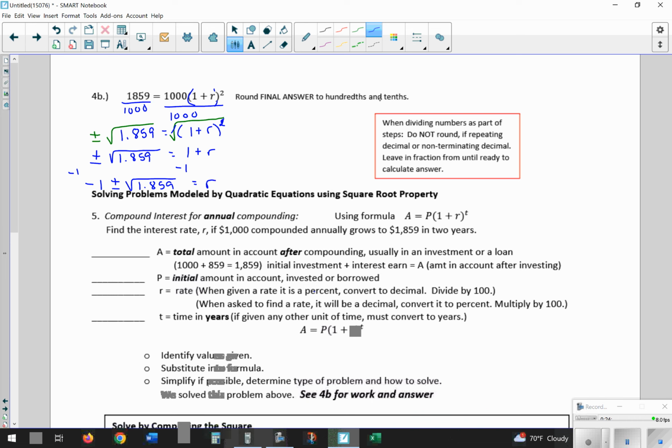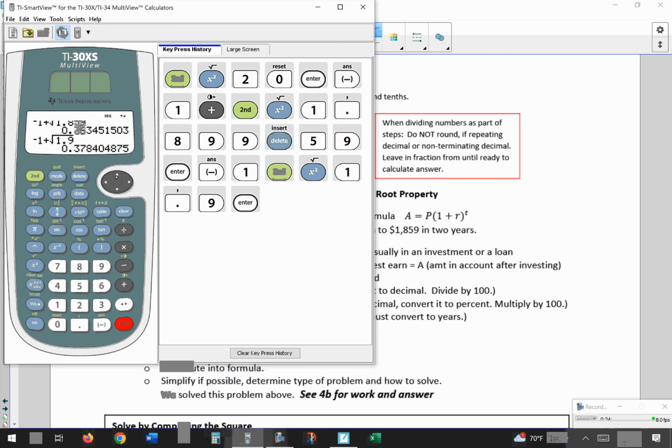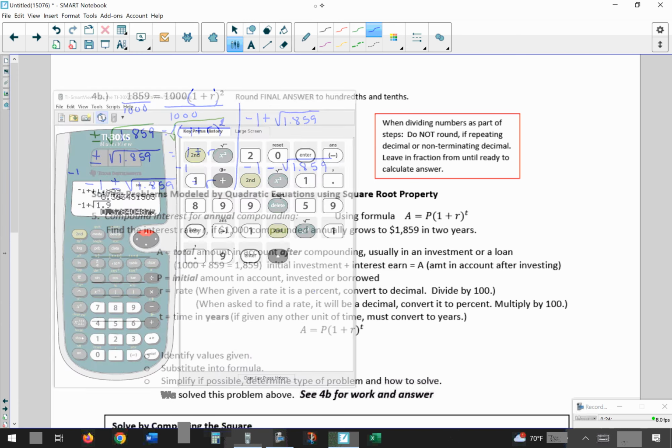And since I asked around the final answer, we're going to go ahead and split it into our two possibilities. -1 plus the square root of 1.859 and -1 minus. Now we did not work both of these cases on the other page. We just worked one of them. And so the plus gave us 0.3634.